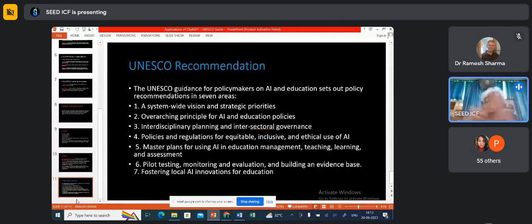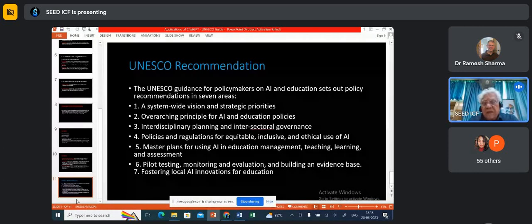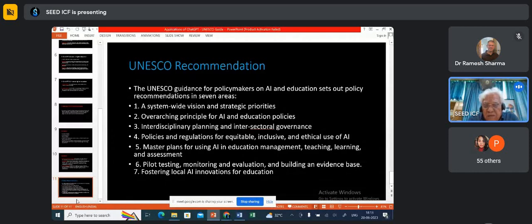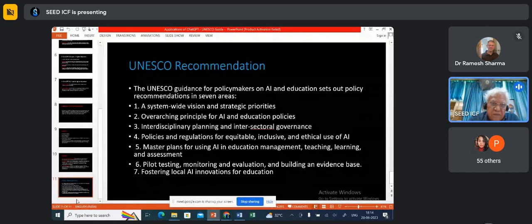Also, that question comes up. It is not only education, but education-related aspects will also be there. Policies and regulations for equity. This is a very important aspect of policy, in terms of whether it is equitable, inclusive, and ethical AI. These are the issues which have to be addressed as part of regulation, as part of policy, and not restricting it too much.